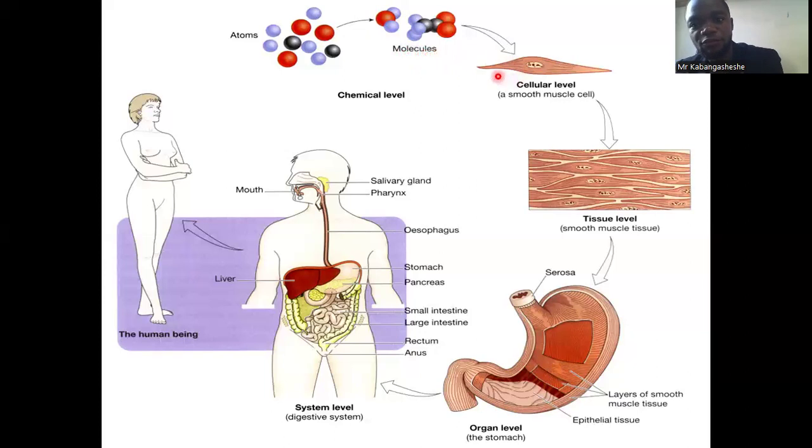Molecules combine to form special structures found in the cell called organelles. So before we talk about the cell, we must talk about organelles. Now, organelles do not lie freely. Organelles are always contained inside the cell. So that's why they fall at this level, the cellular level. So inside the cell, there are various organelles.